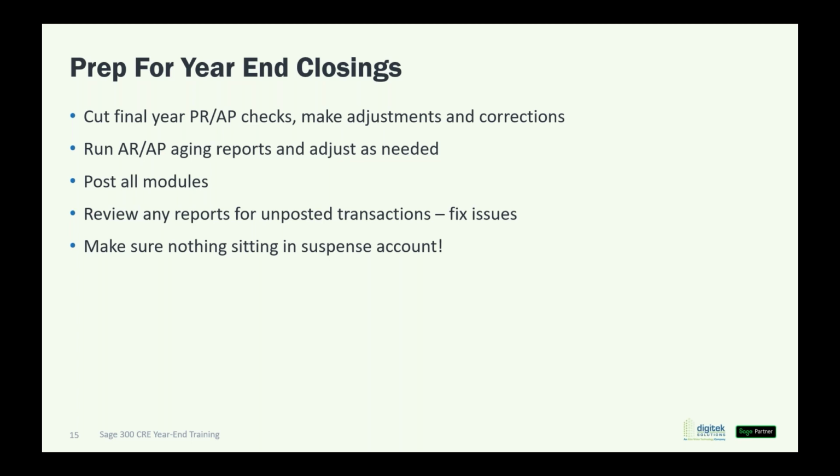First of all, we always want to make sure we've cut our final year-end payroll and AP checks, and made any adjustments and corrections we need to. Making sure those final checks and adjustments are done will affect your 1099s and your W-2s. As far as the other applications, we're running different aging reports. We want to reconcile our subsidiary ledgers to our general ledger. We're going to go into each application, run a post in all modules, review any reports for unposted transactions, fix those issues, and make sure you have nothing sitting in your suspense account in general ledger.